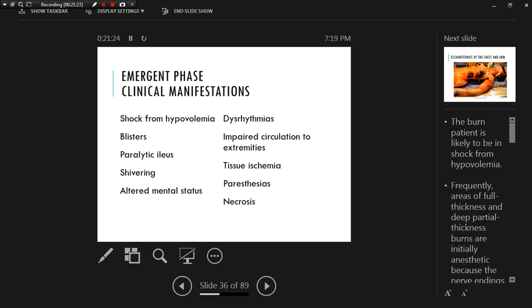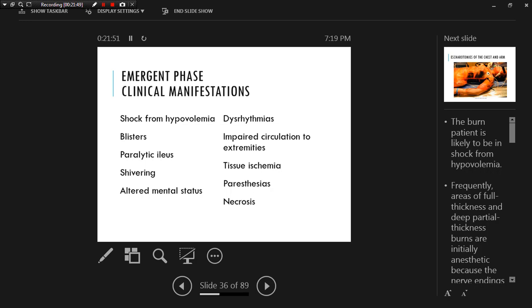So we talked about shock from the hypovolemia, so the clinical manifestations, obviously low blood pressure, tachycardia. Sometimes if we have such hypovolemia, we're going to have hypoperfusion to the gut, so these patients can have a paralytic ileus, right? So if they're in shock, they're going to maintain circulation to the more important organs, and they're going to shunt from the periphery.